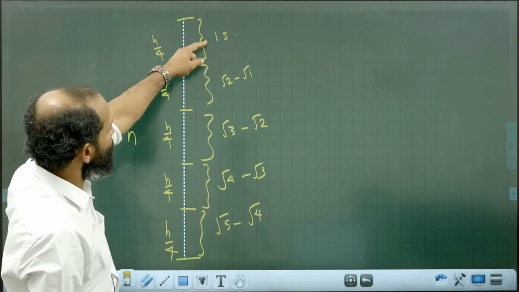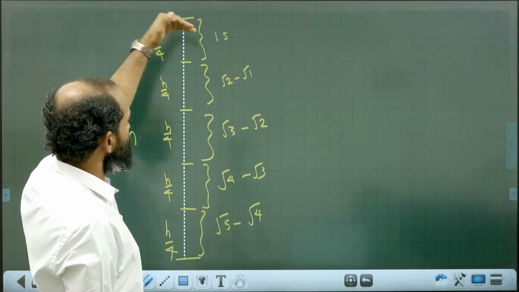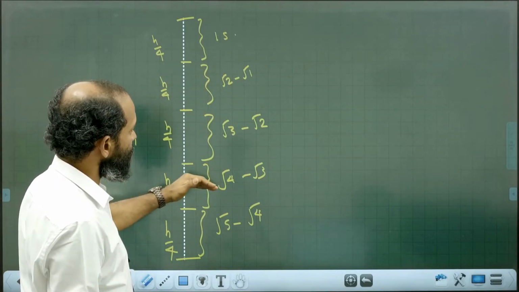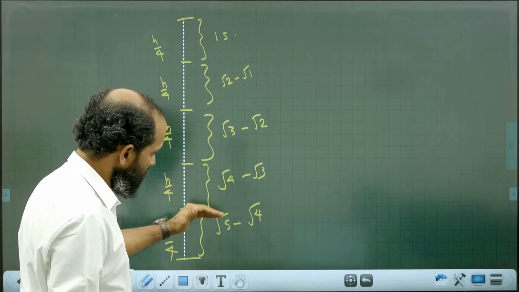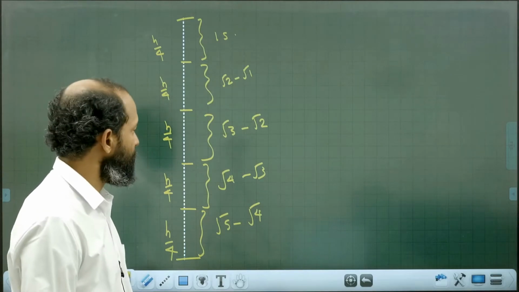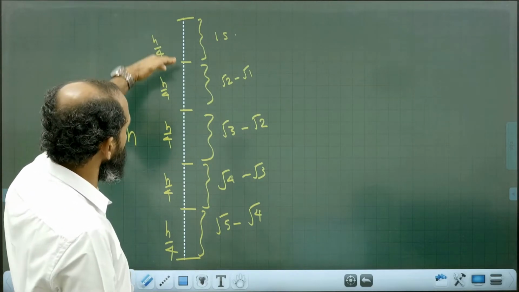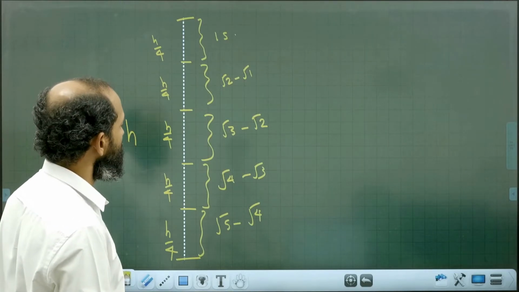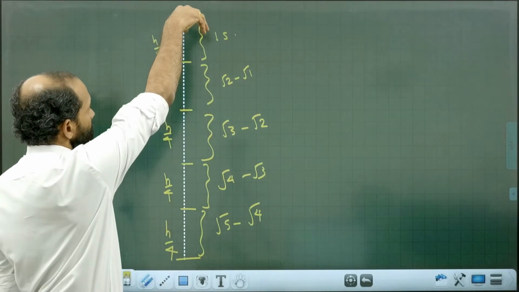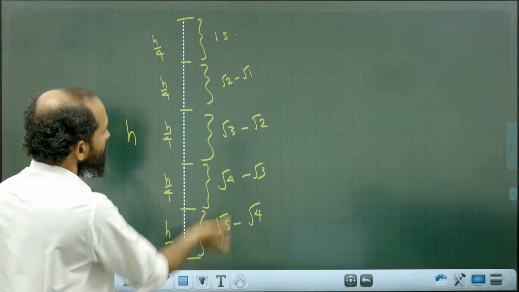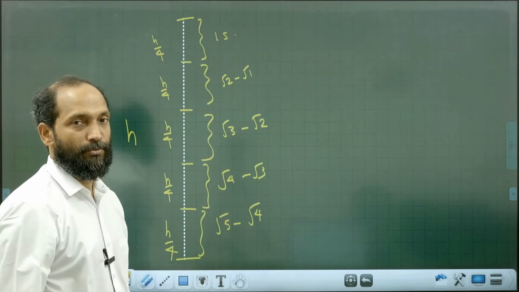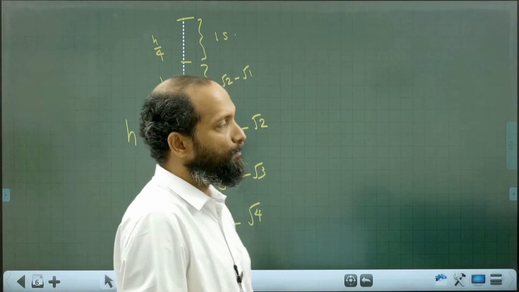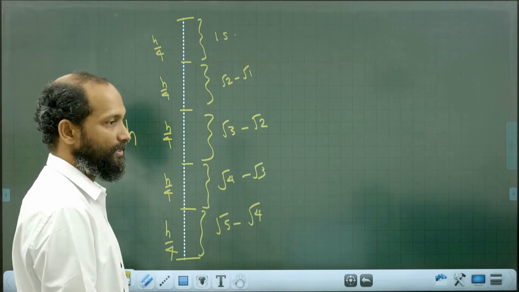So if the first is root 1, that is 1 second, this is root 2 minus root 1, root 3 minus root 2, root 4 minus root 3, root 5 minus root 4, and so on you can continue, provided this height is divided equally. That is also Galilean addition. And both for downward as well as upward journey it is true. In the 2022 paper, a tough question was there, but it could be simply answered by using these arguments.